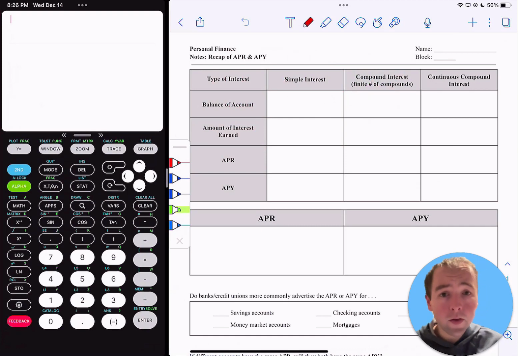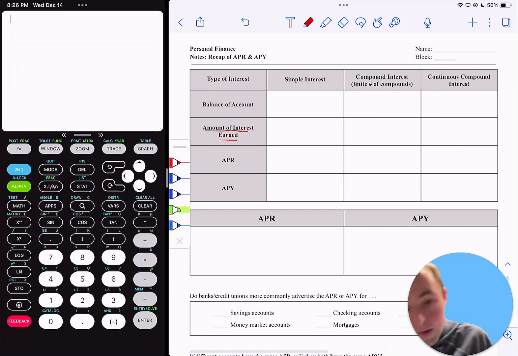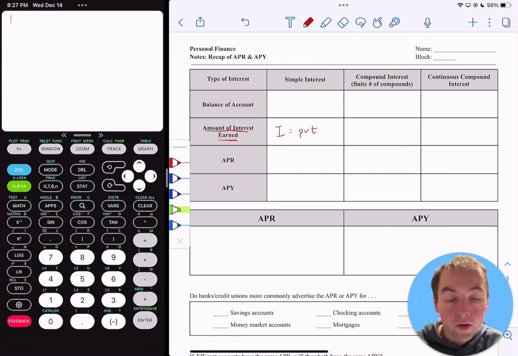So first of all, starting with simple interest, we oftentimes think about simple interest as being just the I equals PRT formula, right? So that's actually giving you the amount of interest that's earned in an account directly. When we do P times R times T, that gives the interest that is earned in the account during that amount of time.